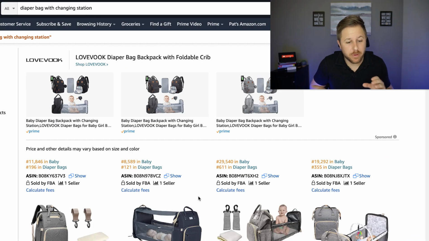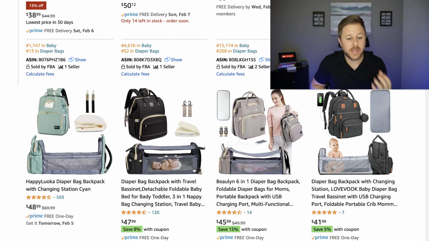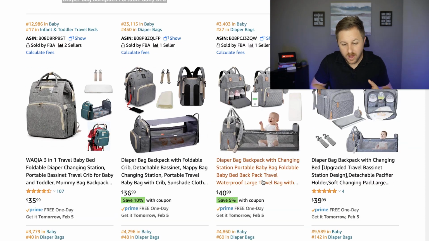Okay, so here it is, diaper bag with changing station. These are all sponsored, so you want to go to the first organic ranked product. This one has 593 reviews, which isn't bad compared to a lot of other products who have thousands of reviews. And this one right here in the third position only has 14 reviews. This one only has 7 reviews. This one only has 5 reviews. It's sponsored, but a lot of these don't even have reviews on them, and they're on page 1 for that main keyword.